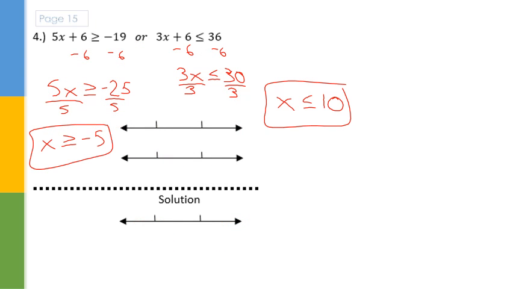On the right-hand side, I'll subtract 6 from both sides. I'll then divide by 3. X is less than or equal to 10. Now we're going to graph these. Again, it's an OR. It's important to realize that the negative 5 is smaller than 10.